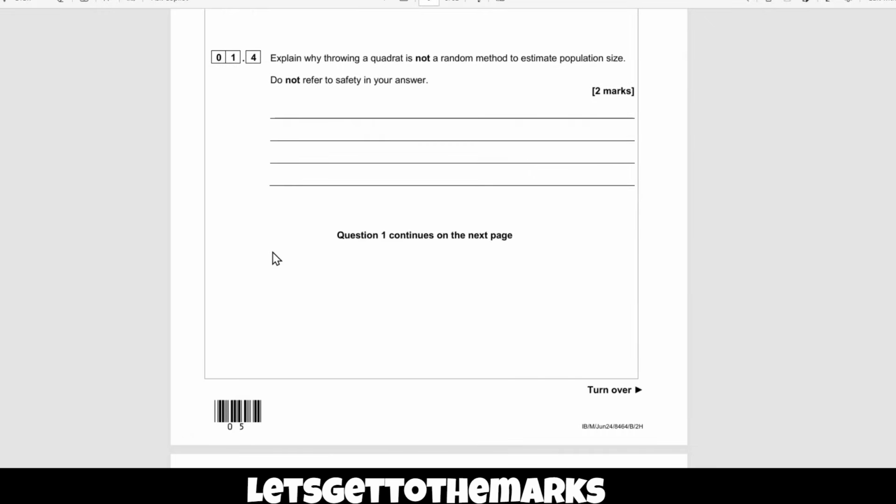Right, we're on to 1.4. Explain why throwing a quadrat is not a random method to estimate population size. You do not need to refer to safety in your answer. Now, they used to accept shut your eyes and throw randomly as a way of randomly placing quadrats. The only problem with this is students can only throw so far. The record for the javelin is only like 100 meters. If you've got a big field, you're not going to throw your quadrat more than about 10 meters. So students can only throw so far.